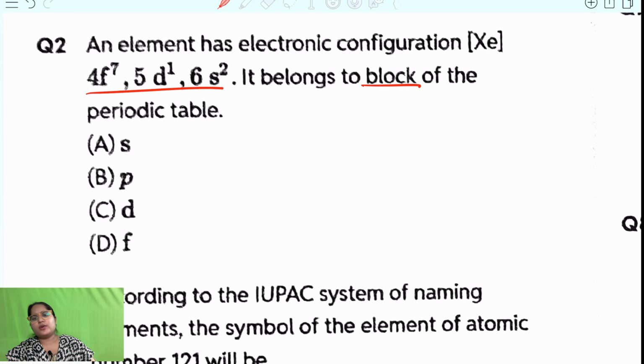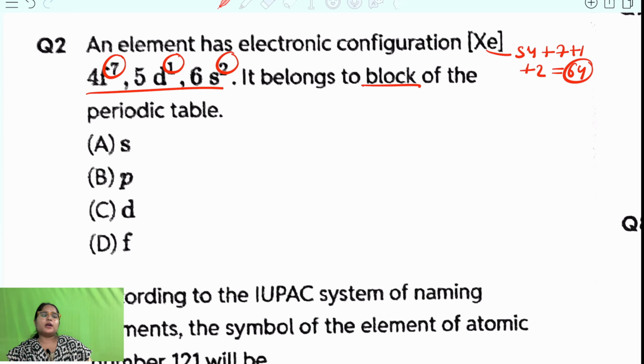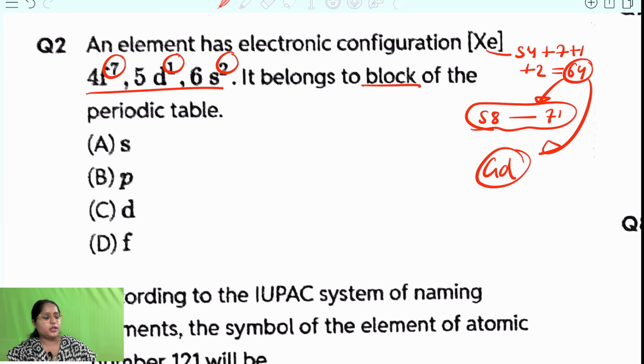The second method is you add all the atomic numbers and then you see which block it belongs to. For example, xenon atomic number is 54. So 54 plus 7 plus 1 plus 2, it will come around 64. Do you remember I have given you a range 58 to 70? It will belong to f block, and anyway 64 is gadolinium, Gd. So it belongs to f block. The other way of solving this question is to use the n plus l value.